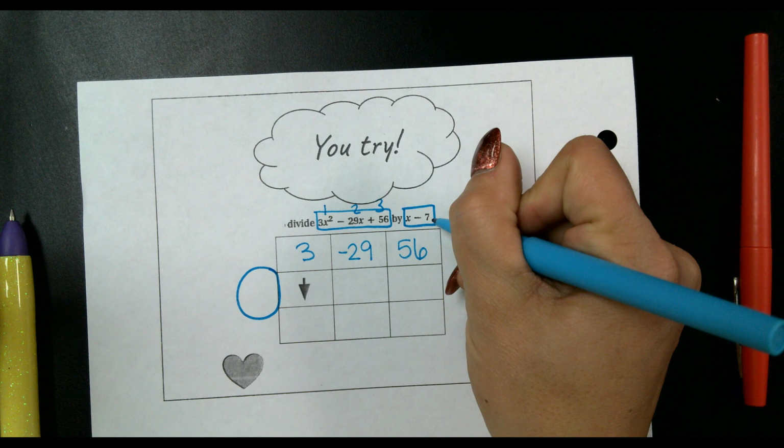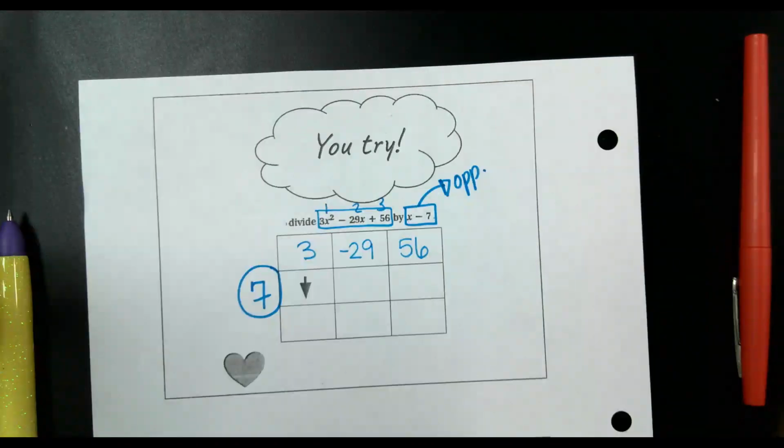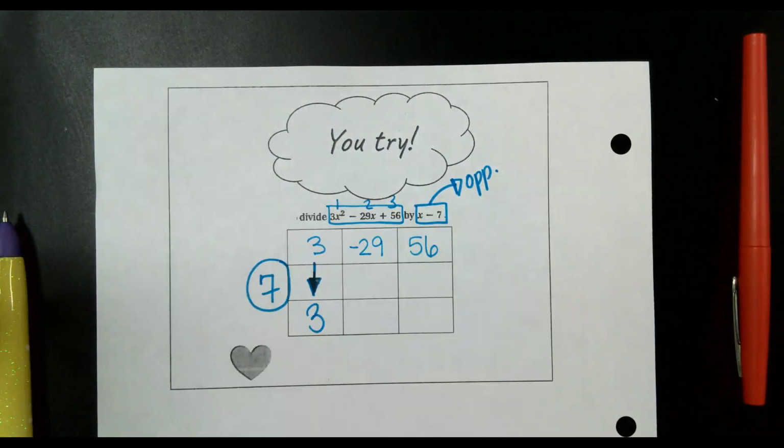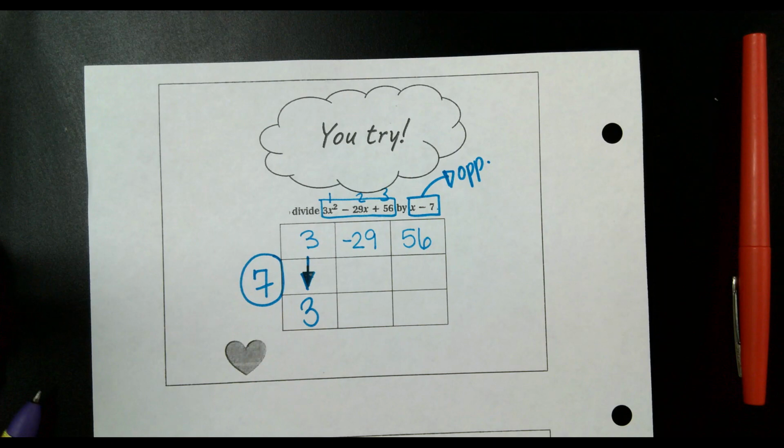Okay? What number is going to go out here that we're going to use? Not negative 7. That's minus 7. It's the opposite. You're going to miss it every time. Okay, then drop the 3 straight down. And add. So multiply the bottom times the 7, put it here, and then add straight.